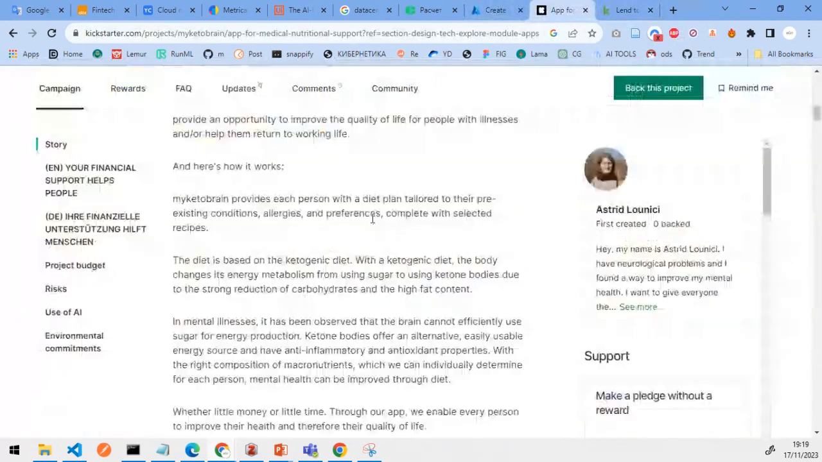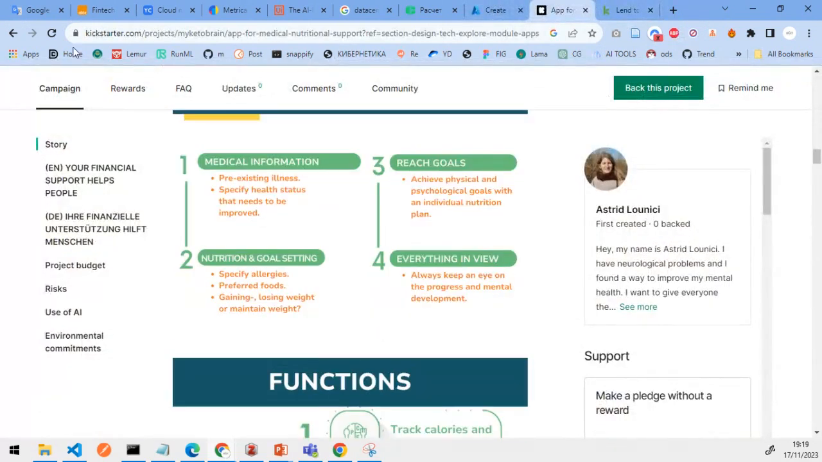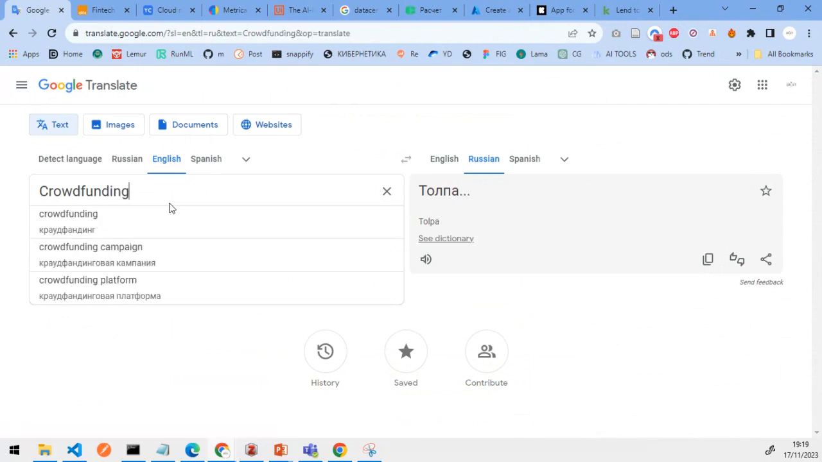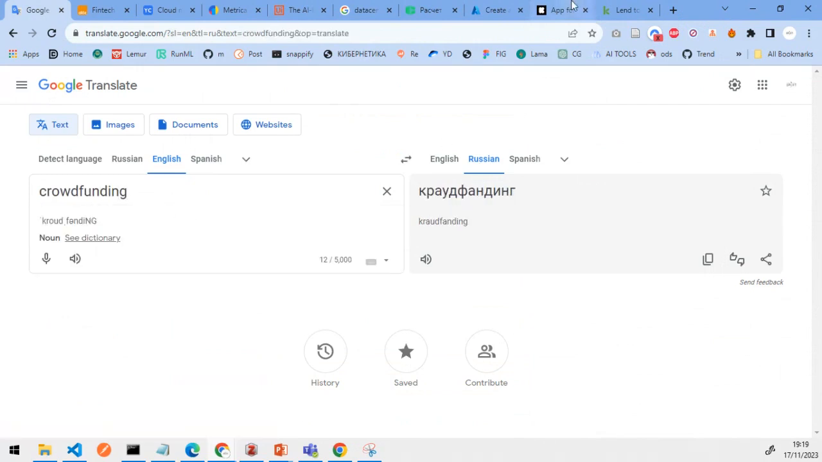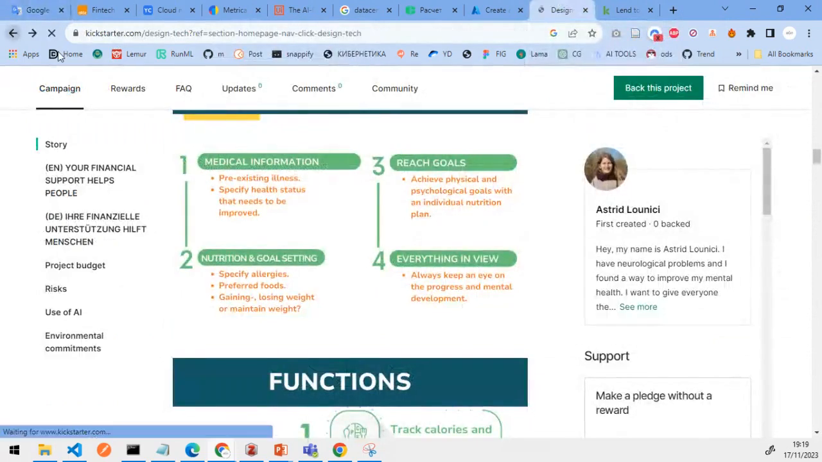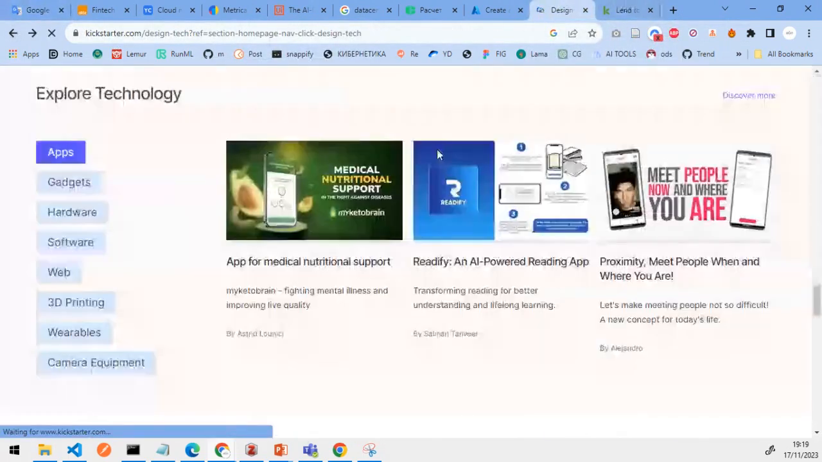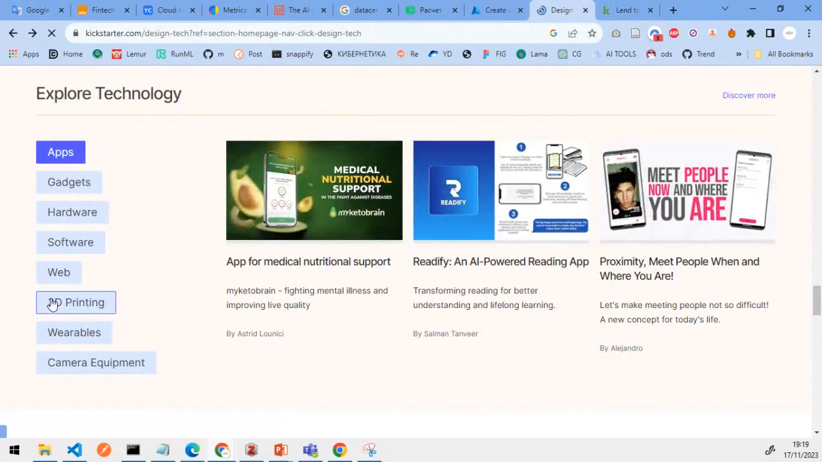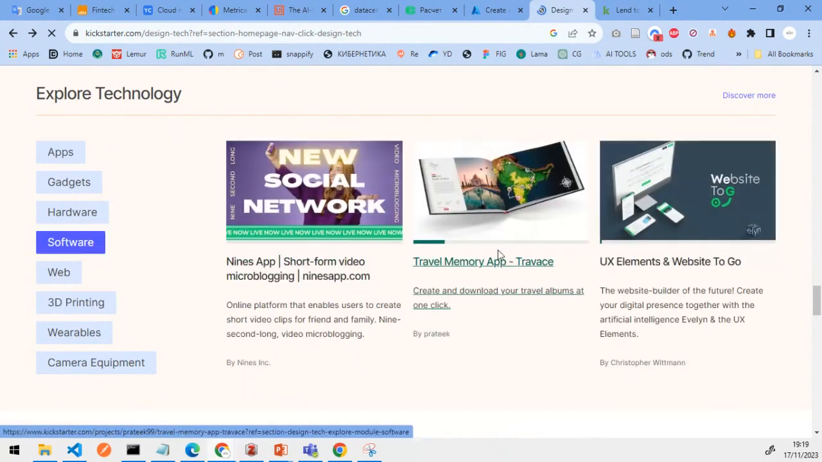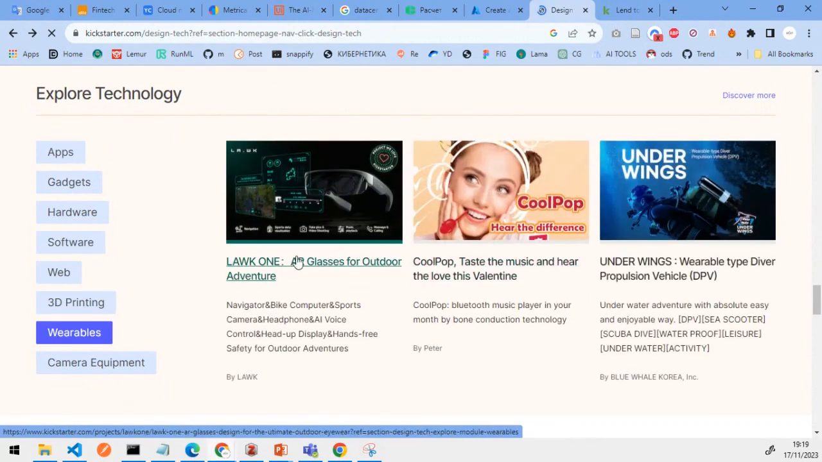These are some of the platforms. So fintech, when it comes to crowdfunding, I think the word is the same in Russian, crowdfunding. So these are important platforms here: Kickstarter, Kiva, and stuff like that. They help people who want to build some idea, for example a 3D printing idea, or software, or wearable technology. This is the idea they have.